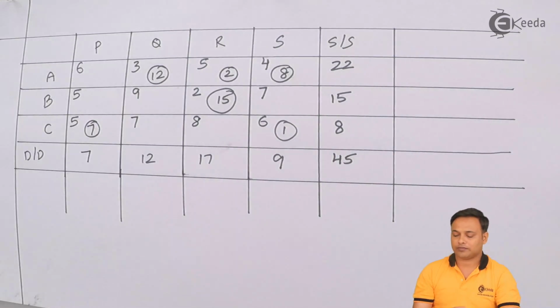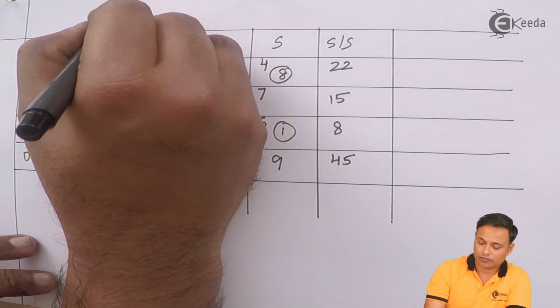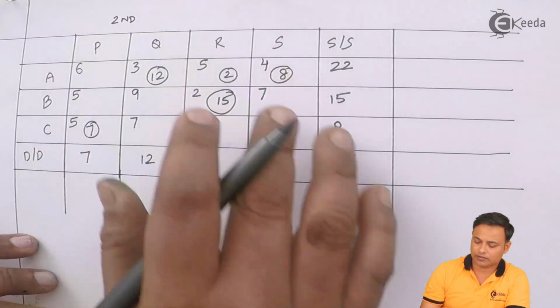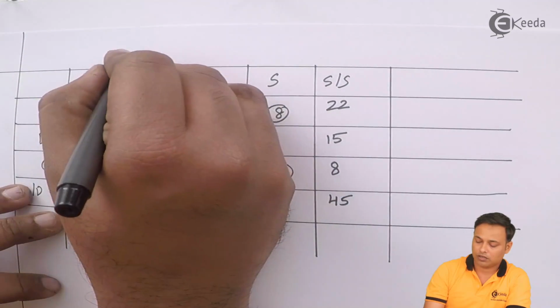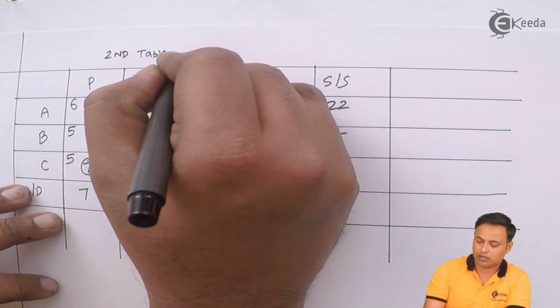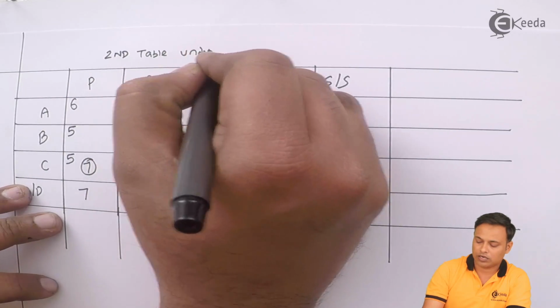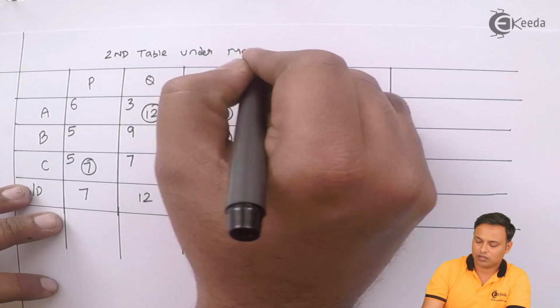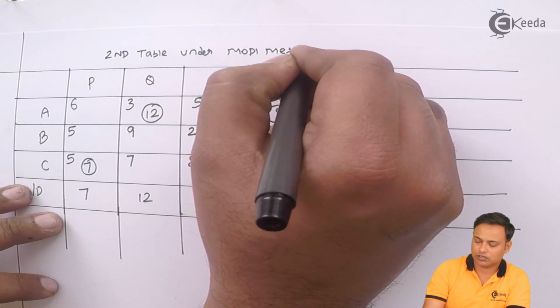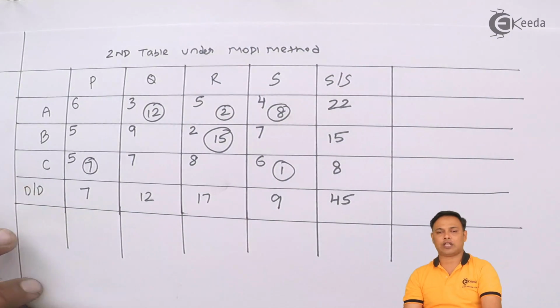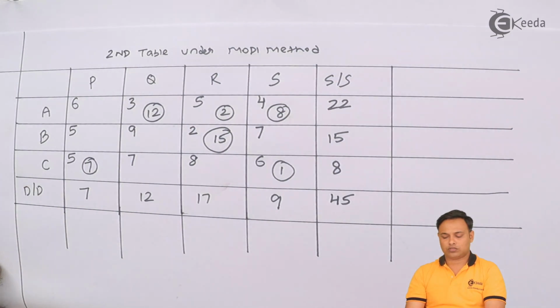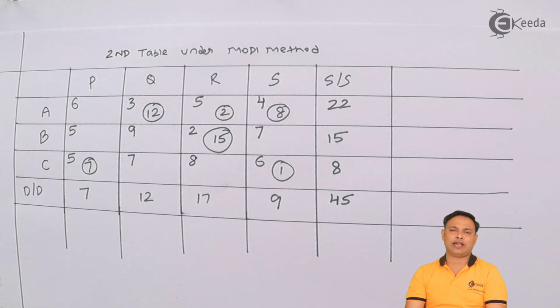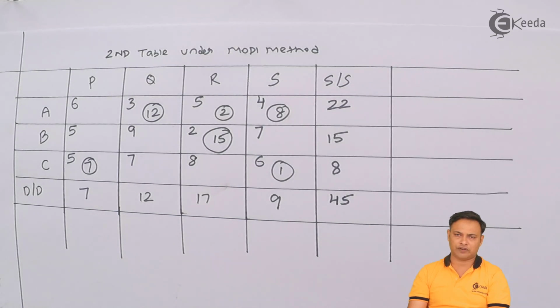So this is my second table under Modi method, where I am trying to check whether the solution that I had obtained by optimizing by using the Modi method in the first step, whether it is optimal or not.